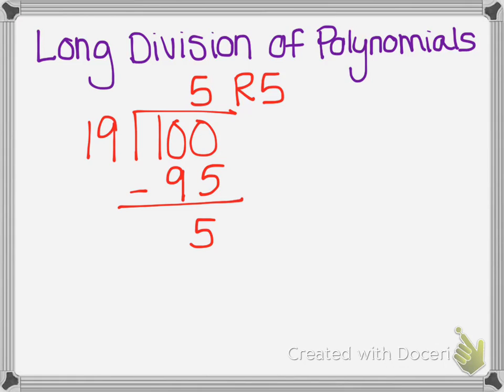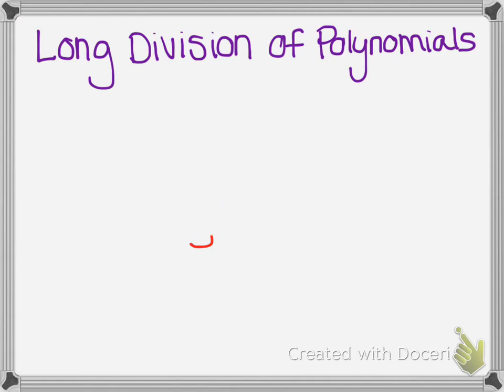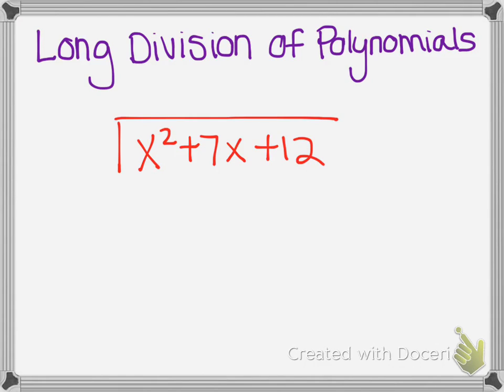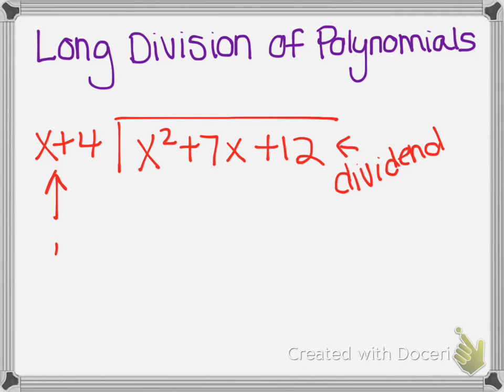So we're going to apply the same concept except with polynomials. So if I gave you the problem x squared plus 7x plus 12 divided by x plus 4. The polynomial x squared plus 7x plus 12 is called the dividend. It is what is being divided. And this value in front is our divisor. It is what is doing the dividing. And then our answer up here we know is called the quotient.